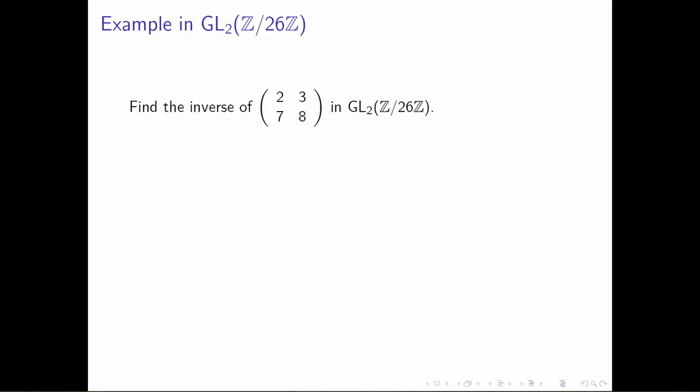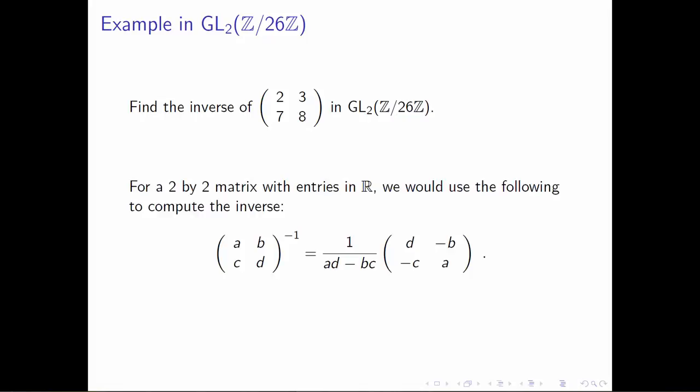For a 2 by 2 matrix, I'd like to do the following. If we were working inside the real numbers, I think we'd all be a lot more comfortable. If we were just thinking about 2, 3, 7, 8 as a matrix that had real numbers as entries, we would know how to find the inverse of this matrix. We would use this formula that we're all really familiar with. We'd find the determinant of the matrix, which is AD minus BC, if the matrix has entries A, B, C, D reading across the rows.